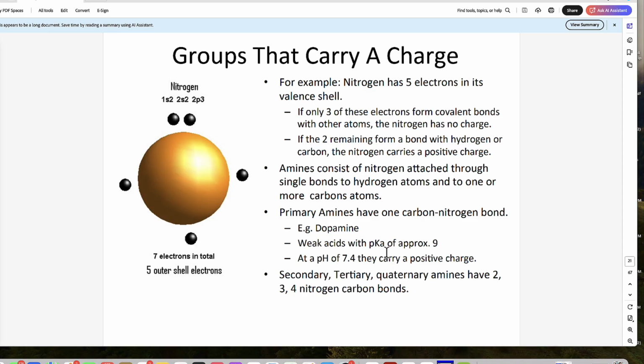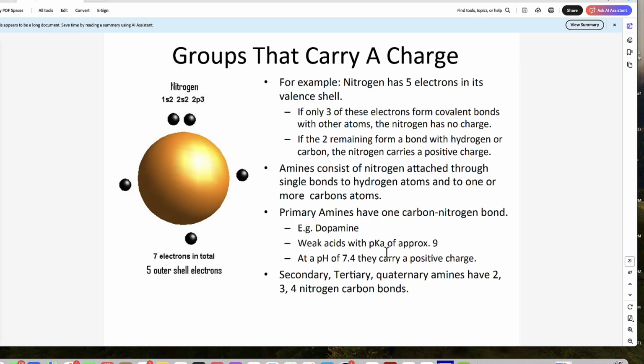So let's look at nitrogen for an example of understanding charge. Nitrogen has 5 electrons in its valence shell. You all should remember the valence shells and electrons from Gen Chem. Okay, if only 3 of these electrons form a covalent bond with other atoms, then nitrogen has no charge. Okay, if the remaining 2 form a bond with hydrogen or carbon, the nitrogen carries a positive charge.